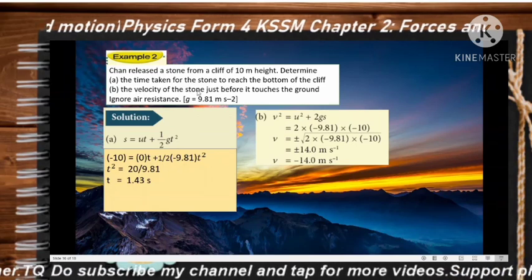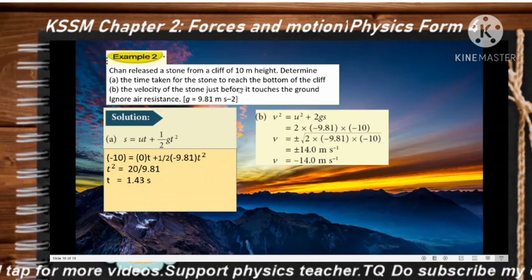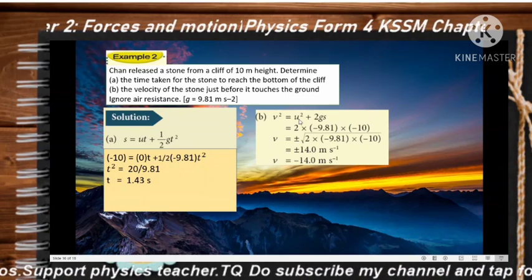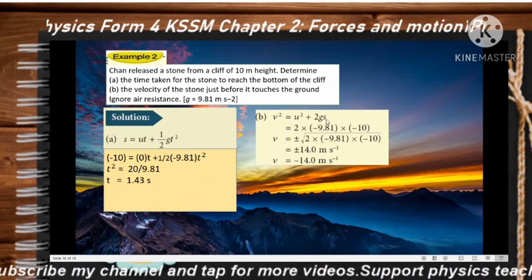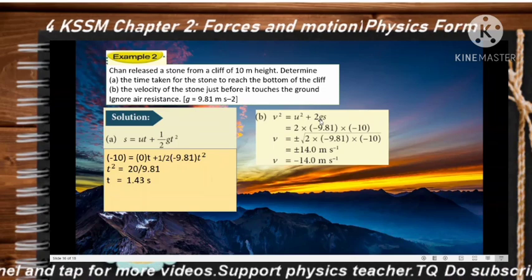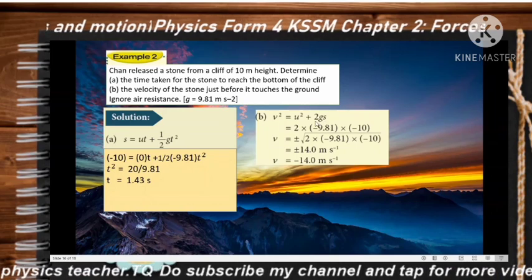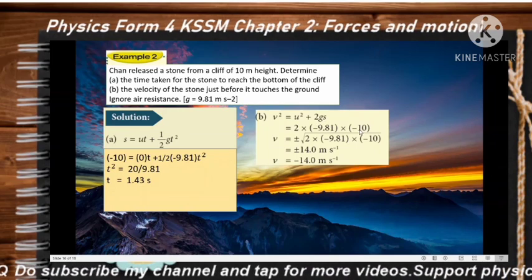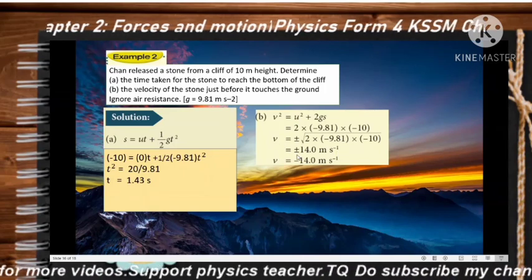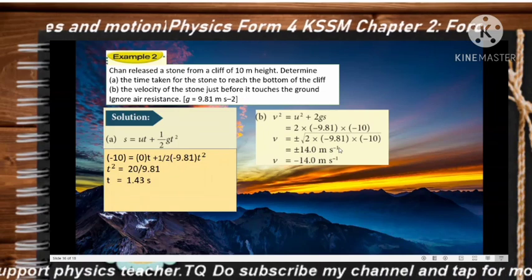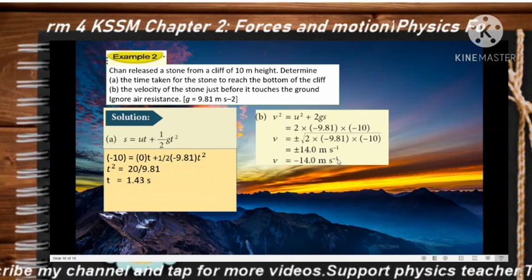B, to find the velocity of stone just before touches the ground, meaning the final velocity. Initial velocity equals to 0. So v squared equals to u squared plus 2gs, u equals to 0. So we have v squared equals to 2 times negative 9.81 times negative 10. Okay, remember g always negative and s is negative because downward direction is negative. And then you solve for v, you get plus minus 14 meters second -1, and the velocity here is equals to negative 14 meters second -1.